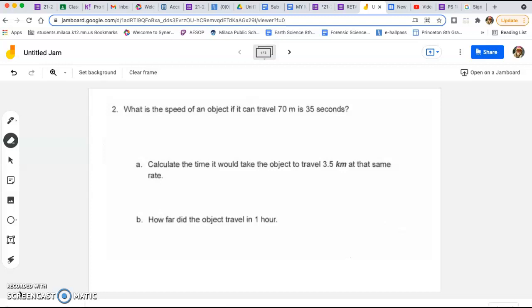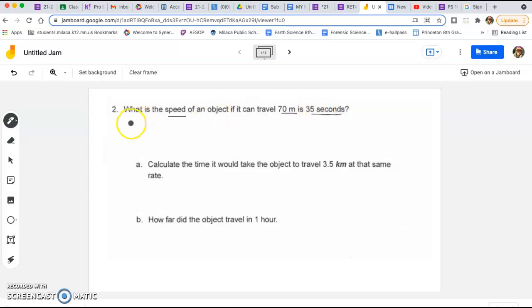Please remember too, in a lot of this, there's going to be conversions, and there's also going to be a need to isolate a variable. Take a look at what you know, and can you figure out the problem from what you know, okay? So let's look at number 2. We had done number 1 together on Friday, so we're going to start with number 2. It says, what is the speed of an object if it can travel 70 meters in 35 seconds?